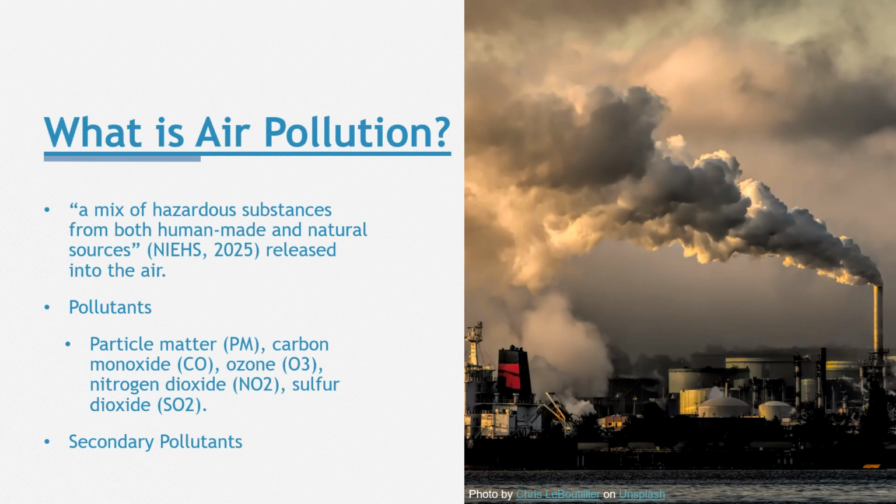What is air pollution? Air pollution is a mix of hazardous substances from both human-made and natural sources released into the air. Globally, the most impactful air pollutants include particle matter, PM, carbon monoxide, ozone, nitrogen dioxide, and sulfur dioxide. Most atmospheric air pollutants are produced by human activity, like industry, transportation, and energy generation. Most atmospheric pollutants are also secondary pollutants, which are created through chemical reactions between primary direct pollutants and gases in the atmosphere.